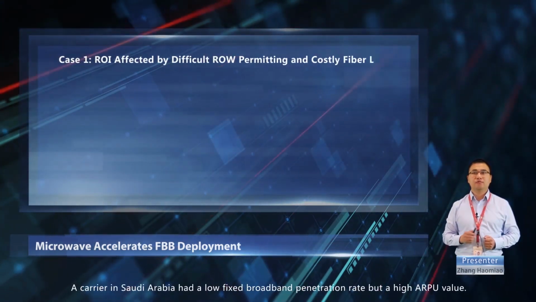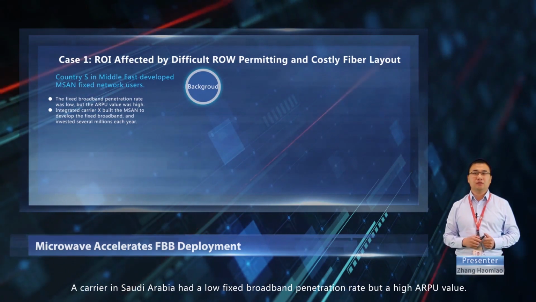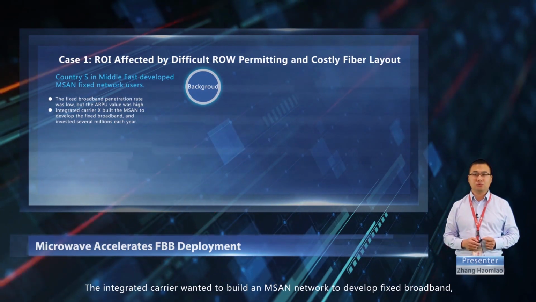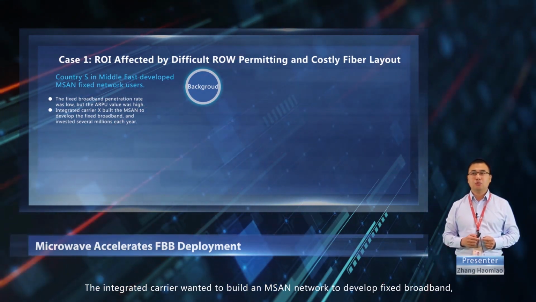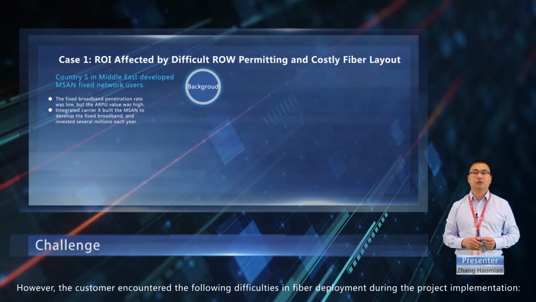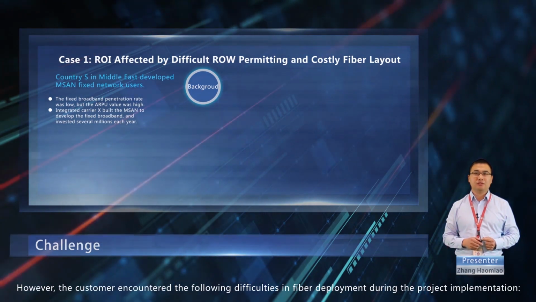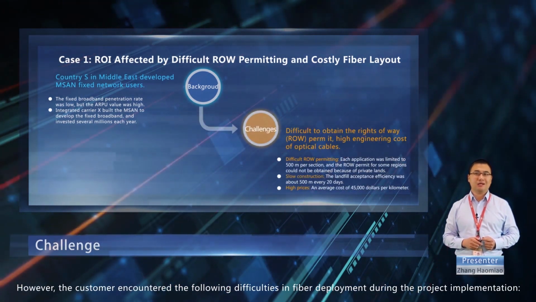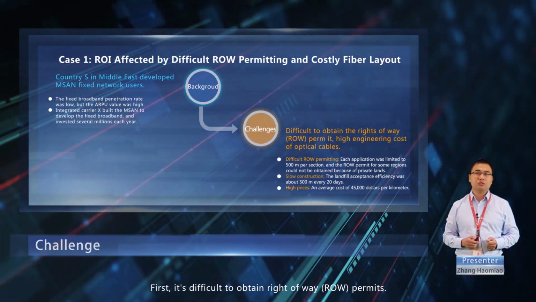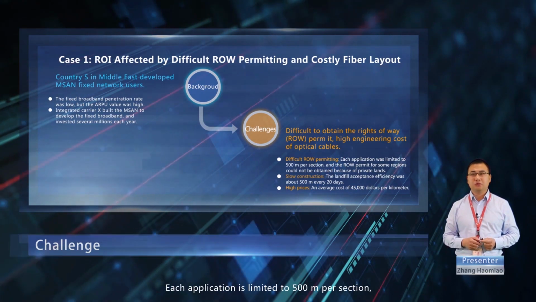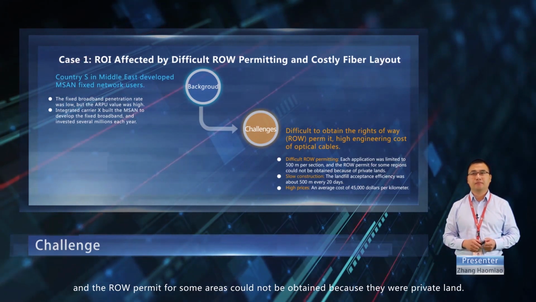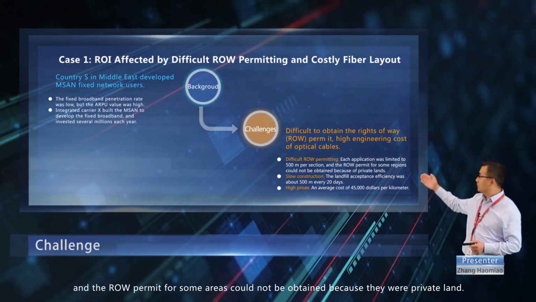A carrier in Saudi Arabia had a low fixed broadband penetration rate but a high ARPU value. The integrated carrier wanted to build an MSAN network to develop fixed broadband and planned to invest several millions each year. However, the customer encountered the following difficulties in fiber deployment during the project implementation. First, it's difficult to obtain right-of-way permits. Each application is limited to 500 meters per section, and the right-of-way permit for some areas could not be obtained because they were private land.